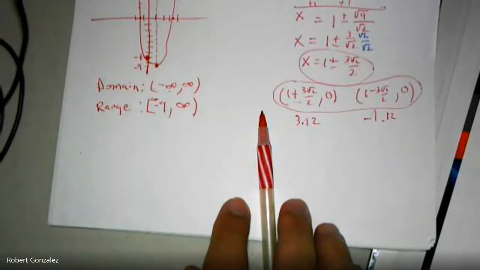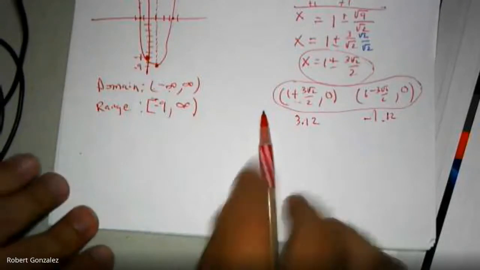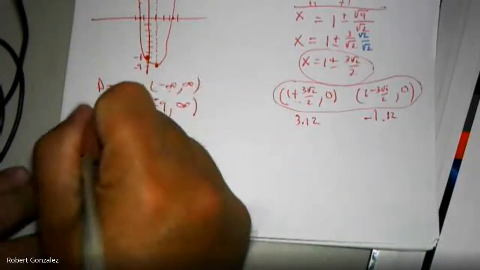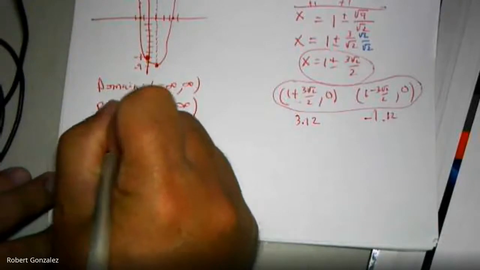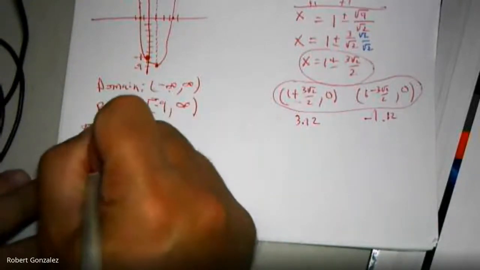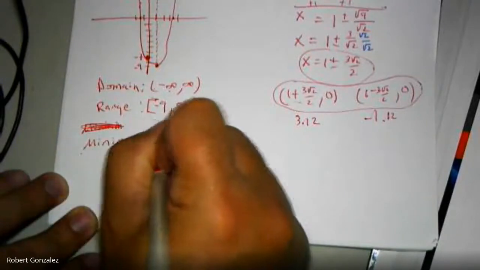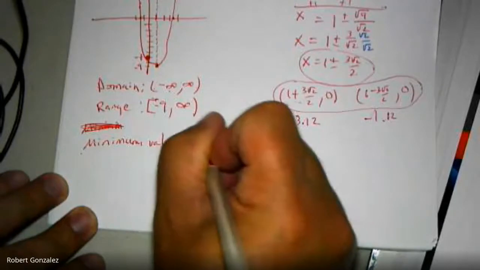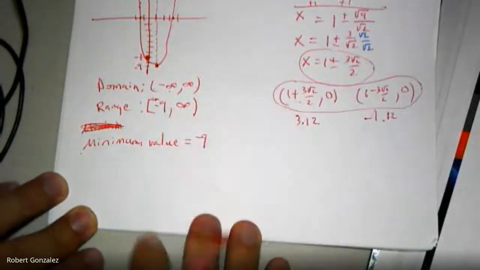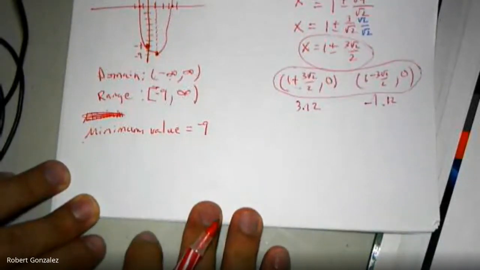Okay. We should actually state the minimum value. It has a minimum. Okay, I wish I could spell right now. Minimum value is −9. That's important when we do word problems.